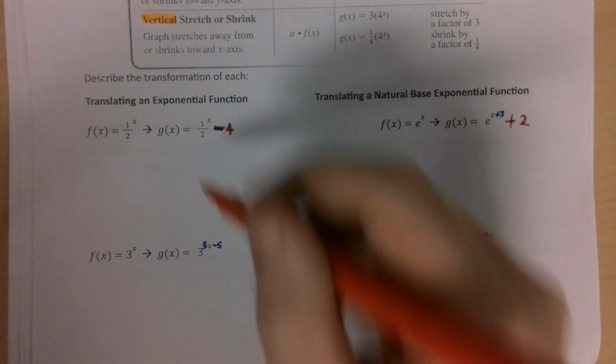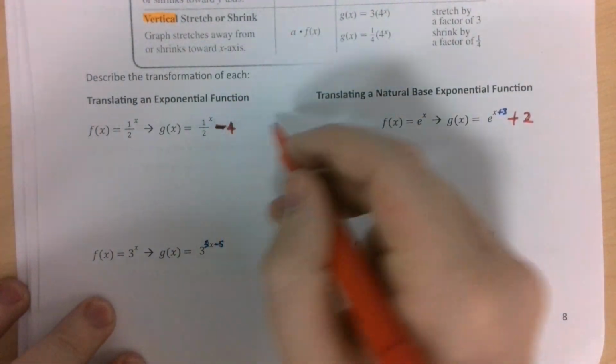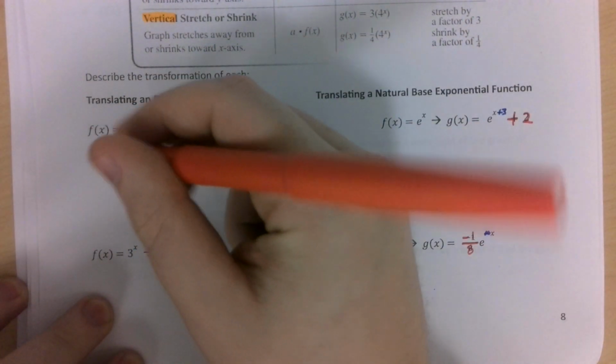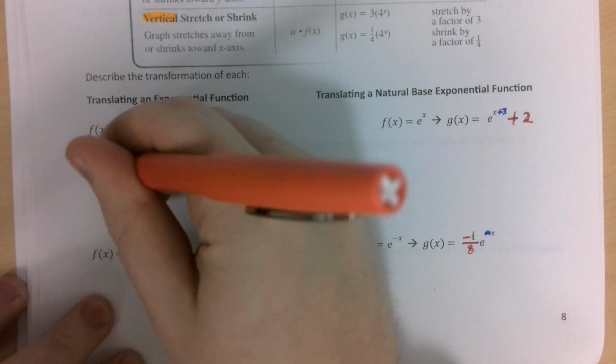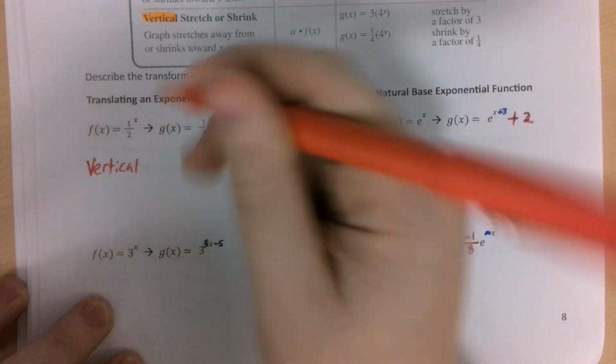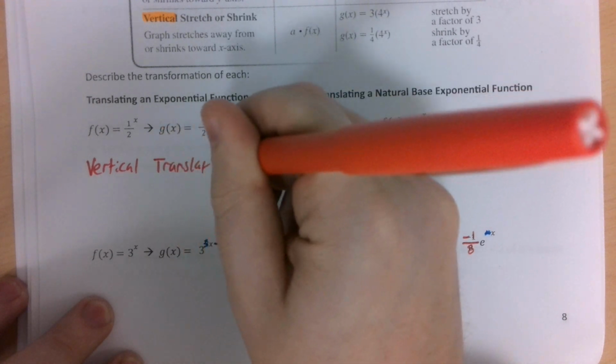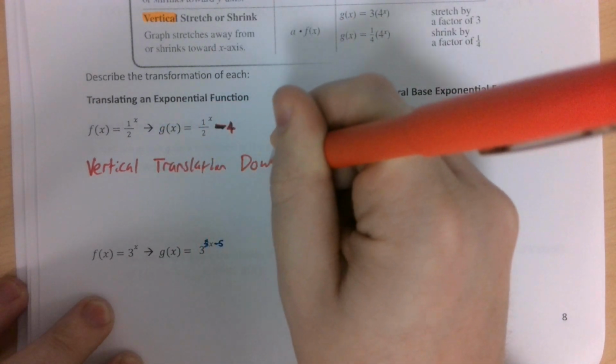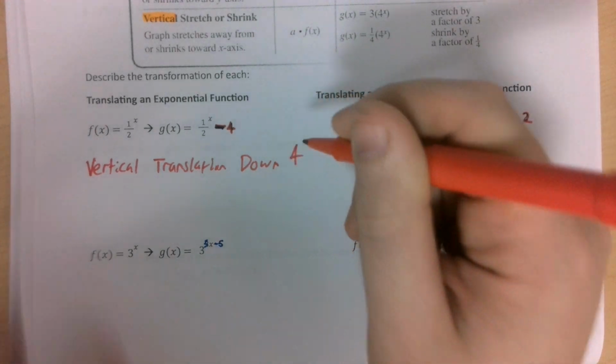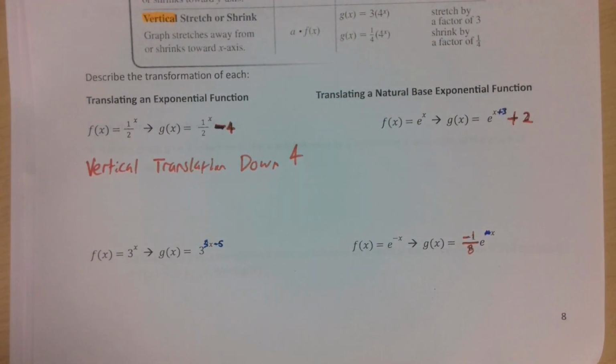All right, y'all. So for the first one, since we have a -4 at the end of our equation, applying to the whole thing, we know it's vertical. Since it's minus, we know it's going to be a translation down. And since it's -4, it's a vertical translation down 4.